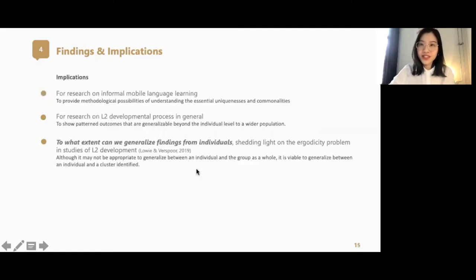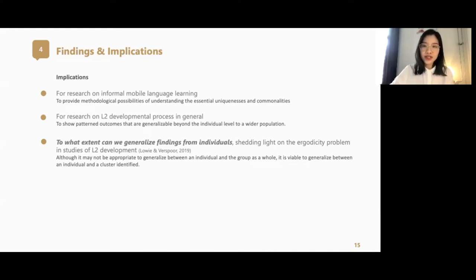The methodology we proposed here may have different implications. First is our starting point. That is, it provides methodological possibilities of understanding the essential uniquenesses and also commonalities of learners' informal mobile language learning. It also provides added value for our understanding of the L2 development process in general. That is, with a time series clustering methodology, we are able to not only describe the individual trajectories that are often specific to the individual, like what we did in previous studies, but more importantly, we can identify typical patterns that hold for different individuals. As such, we can find patterned outcomes that are generalizable beyond the individual level to a wider population.